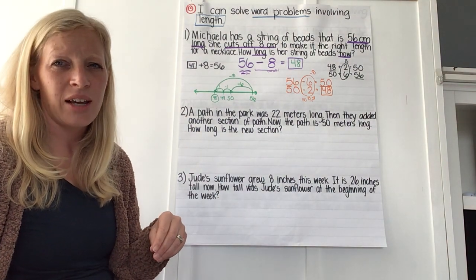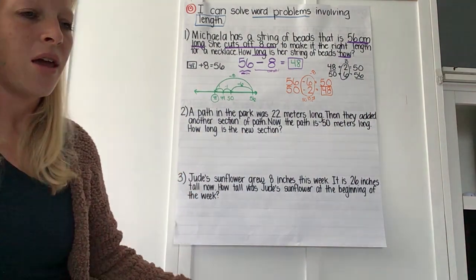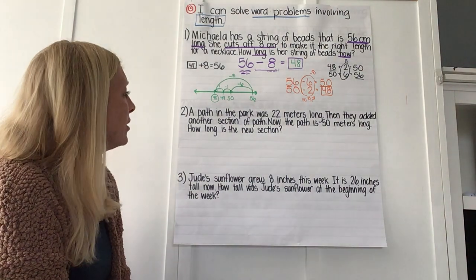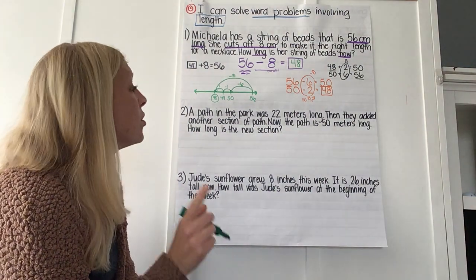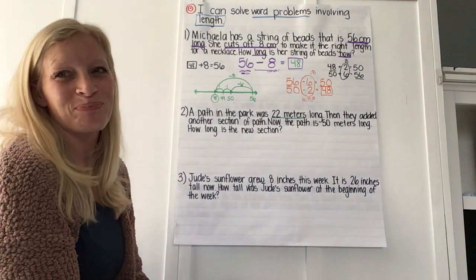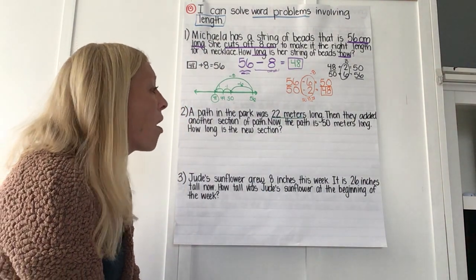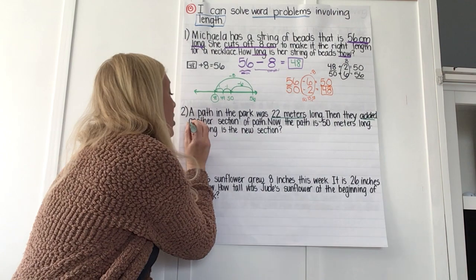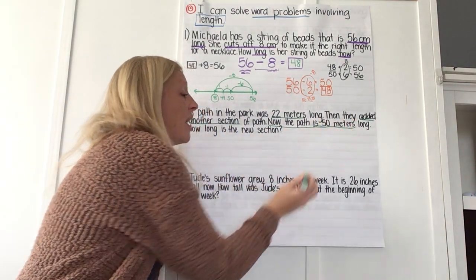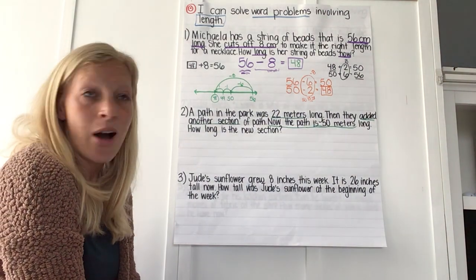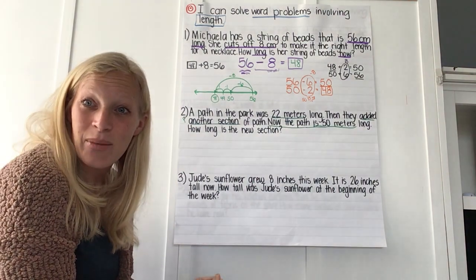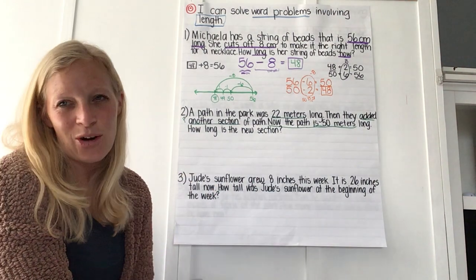What's an equation I can write to match this story? Where are we going to start? Okay. Oh, sorry. Slow me down. We know that the path was 22 meters long. What else do we know? They added another section. We know it's 50 meters long now. What are we trying to find out? How long is that section that we added, right?